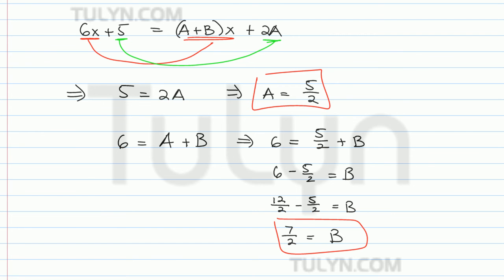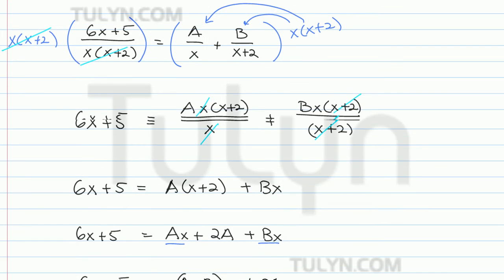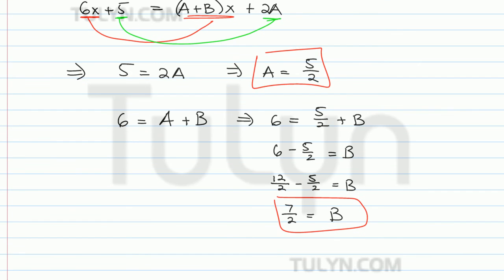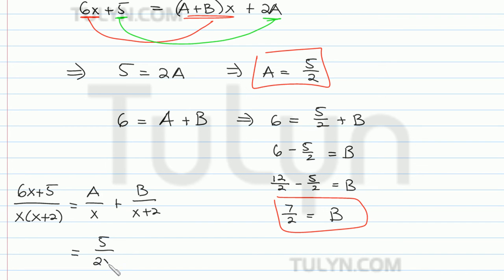Going back up, we wanted it to look like A/x + B/(x + 2), right? So our final result is (6x + 5)/(x(x + 2)) = A/x + B/(x + 2), but we know what our A and B are. A is 5/2, so we put the 5 in the numerator and the 2 in the denominator, and B is 7/2, so 7 in the numerator and 2 in the denominator. And since that's all we need to do, this is our final result.